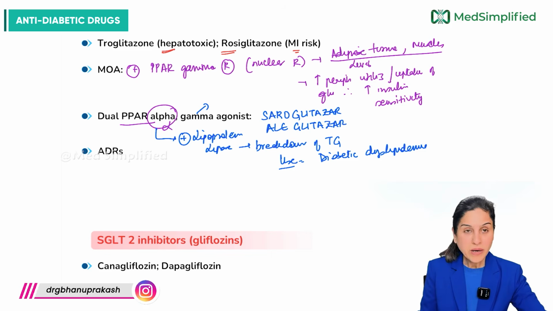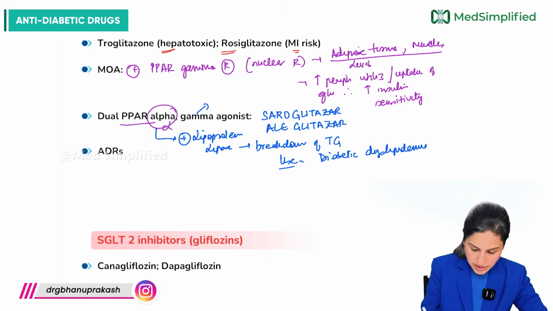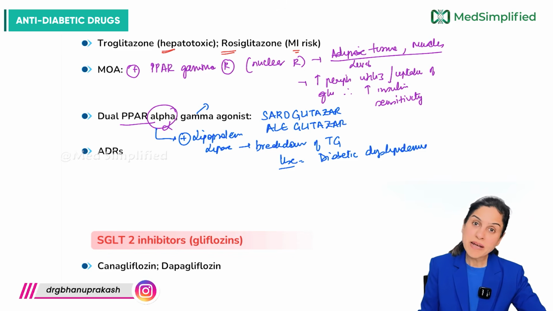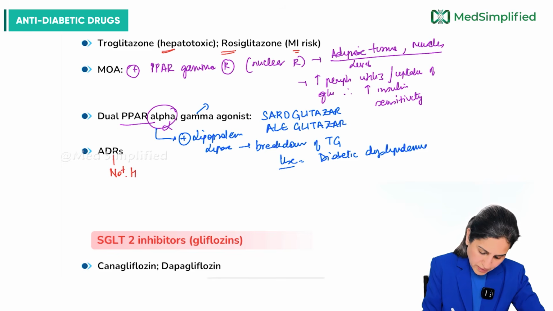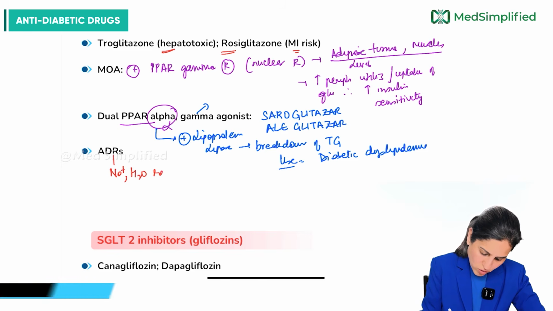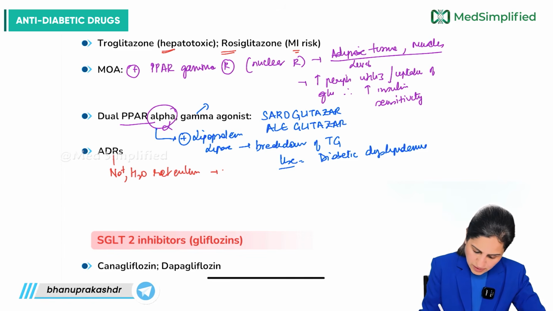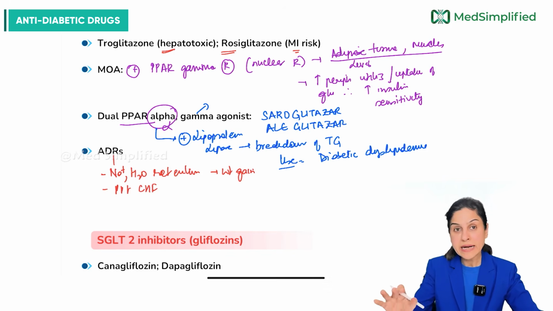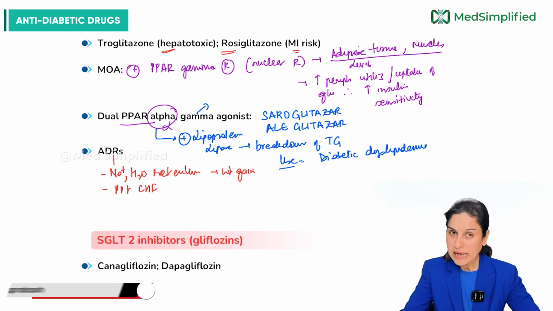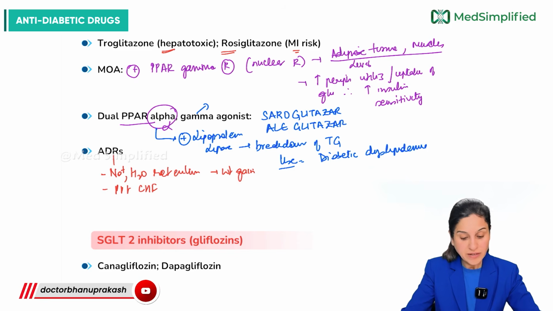Okay. Now, what are the major adverse drug reactions with this? So, ADRs: they cause sodium and water retention. Because of this, they can cause weight gain. Number one, because of this, it can precipitate congestive heart failure. So they are absolutely contraindicated in patients who already have a history of heart failure.